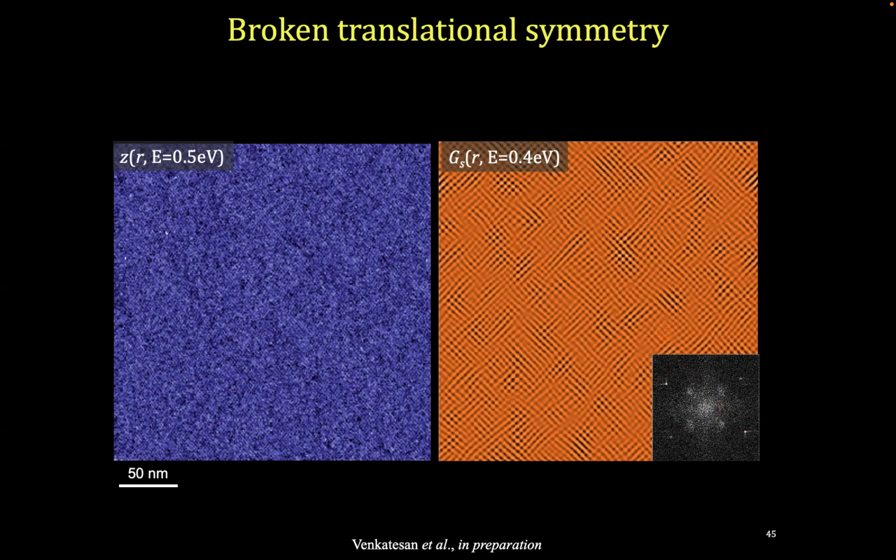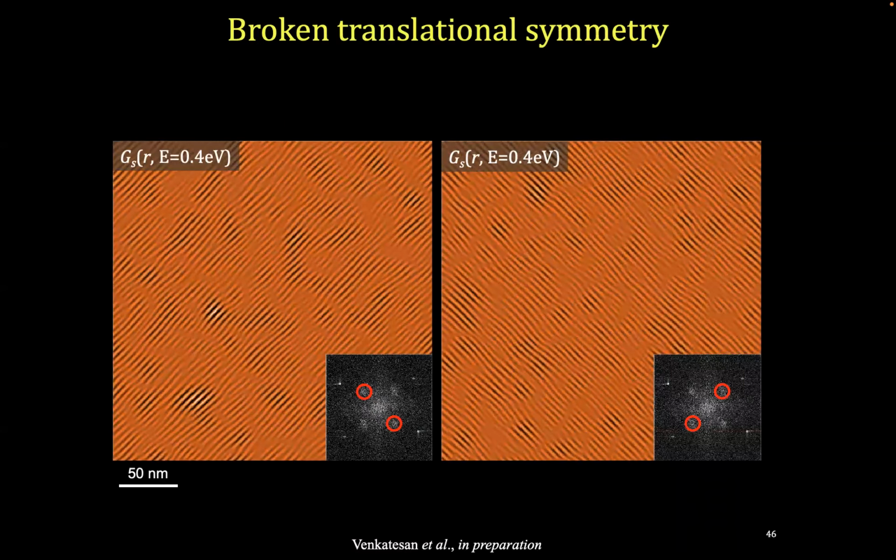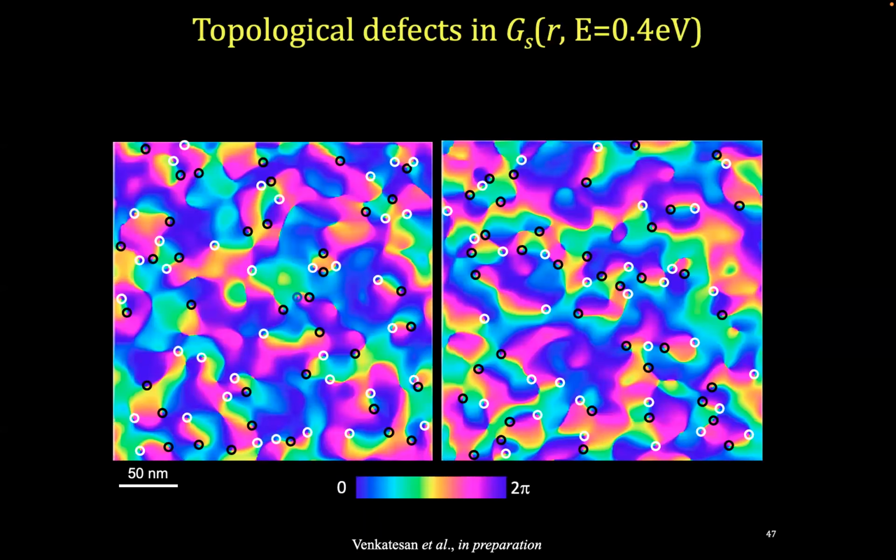Okay, and again, we can decompose this into two directions, and then we can further analyze the phase of this charge modulation. And you can see the topological defect with a different winding.